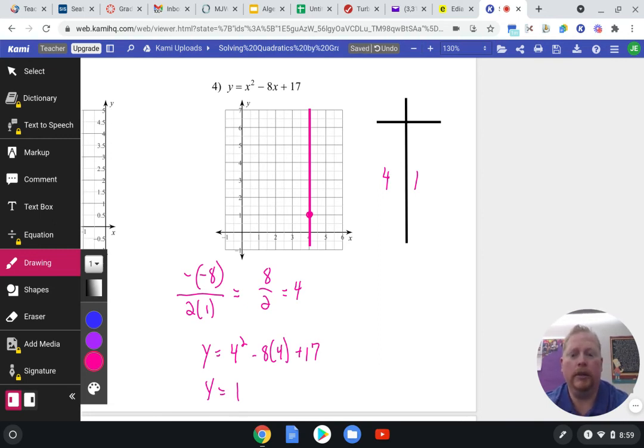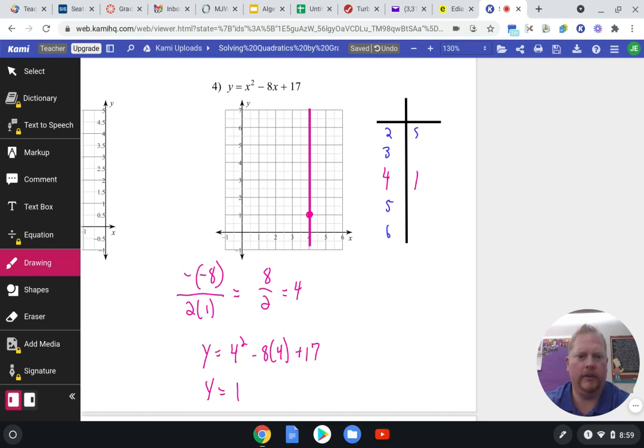All right, let's pick two numbers below 4. So 3 and 2. And then above, so 5 and 6. All right, if I plug in 2, let's see, 4 minus 16 plus 17. So I get 5. If I plug in 3, I get 9 minus 24 plus 17. I get 2. If I plug in 5, I get 2. And if I plug in 6, I get 5.